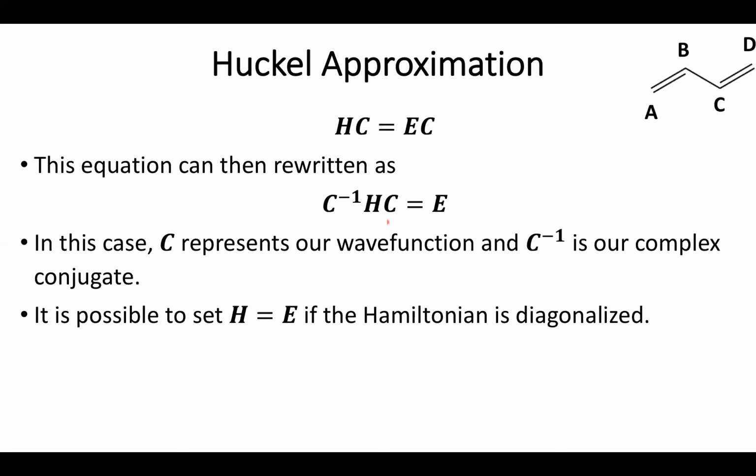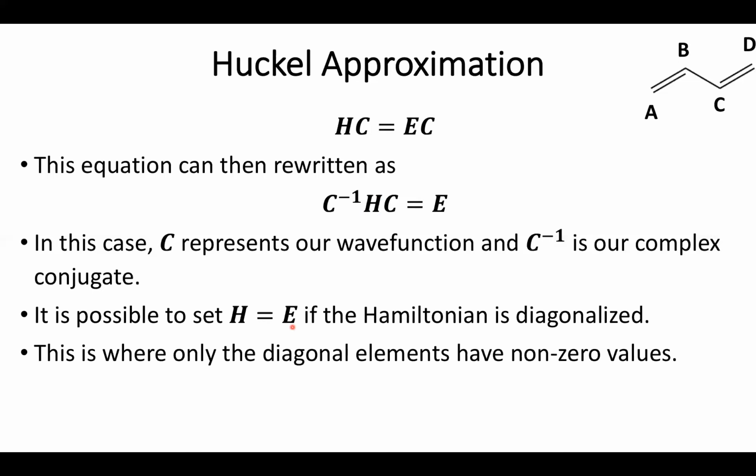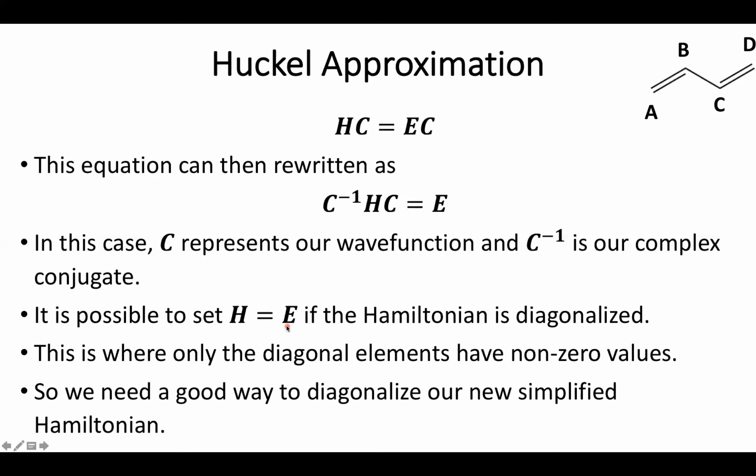But this also means that if I'm able to diagonalize my Hamiltonian matrix, I can set it equal to my energy matrix. So again, this diagonalized form is telling me that only the diagonal elements have non-zero values. So what I need to do is find a good way to diagonalize my Hamiltonian matrix, which will involve me trying to determine what wave functions do this. And then the diagonal elements can be set equal to my molecular orbital energies. So we need a good way to diagonalize our new simplified Hamiltonian.